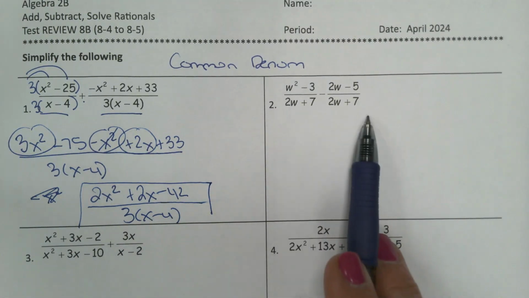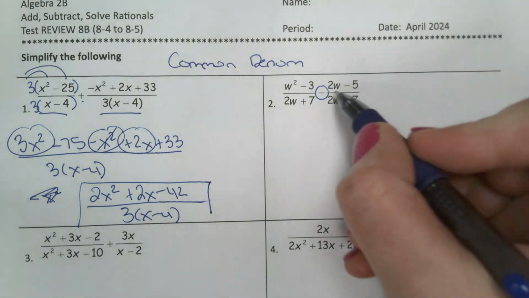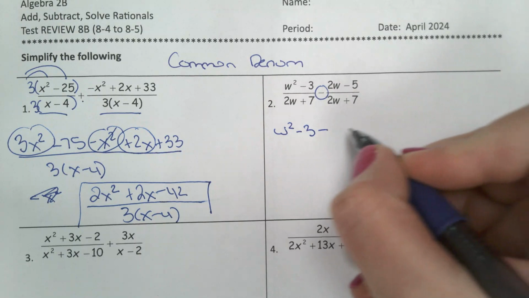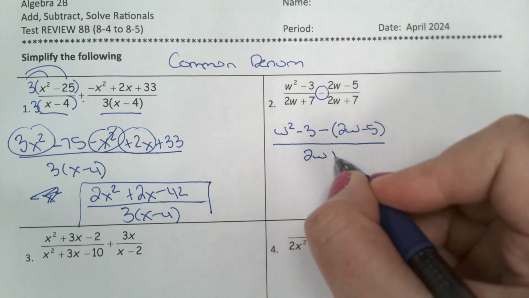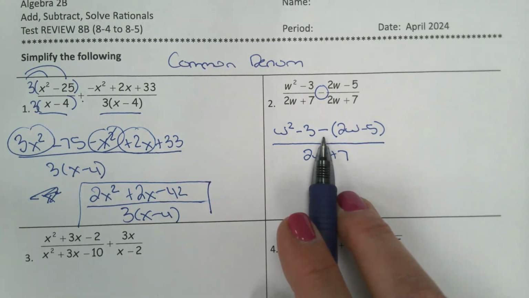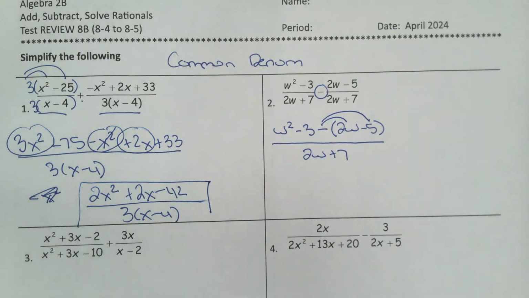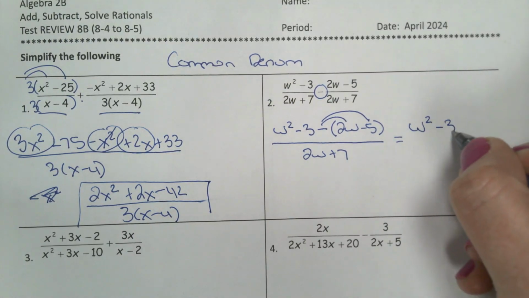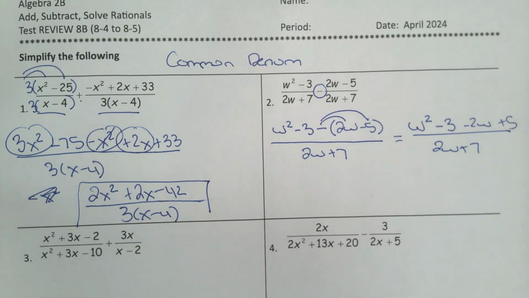Number 2, I already have the same common denominator, but you have a subtraction sign right here. And you have 2 terms to the right of it. So I'm going to rewrite this as w squared minus 3 minus parenthesis 2w minus 5. Because what happens when you have a subtraction sign, subtraction and negatives are the same thing. You're going to have to distribute the negative to clear your parentheses, and that's going to change both those signs. So I have w squared minus 3 minus 2w plus 5 over 2w plus 7.